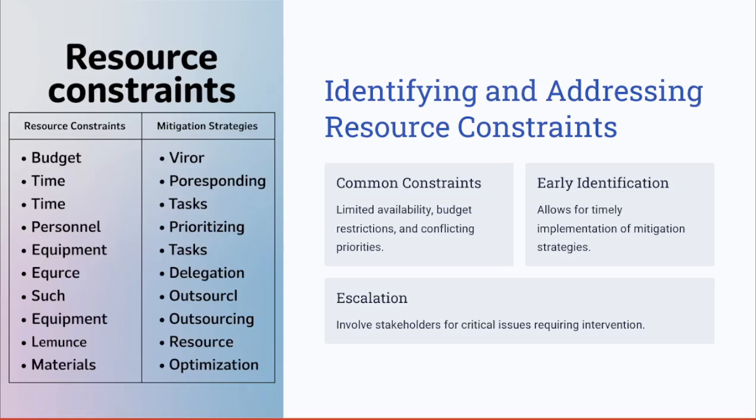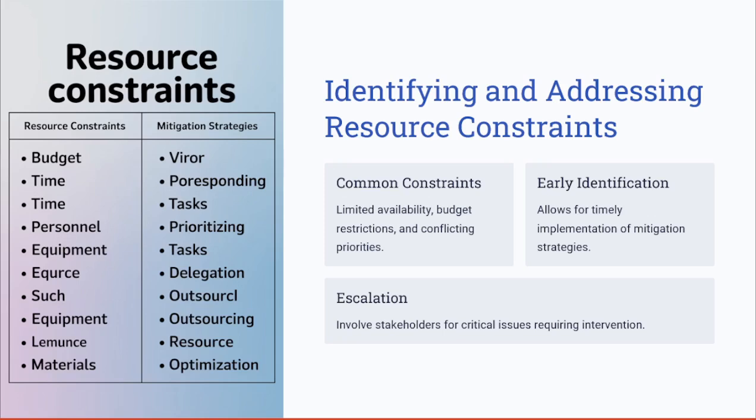Common constraints that you might face when handling, let's say, the resources include limited availability, budget restrictions, and conflicting priorities. So you may be running two or three projects at the same time, having, let's say, limited resources. If you don't have an ability to assess the priority to assign each of these resources based on priority, you might be facing one of these resource constraints.